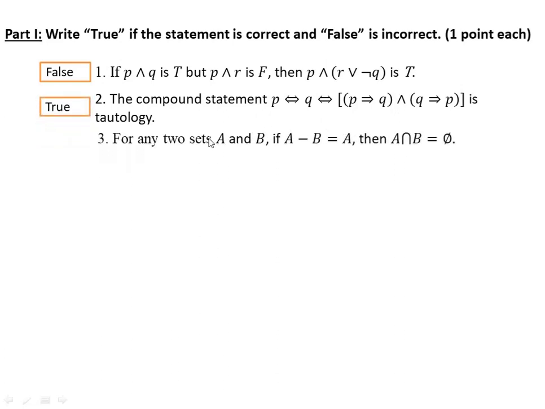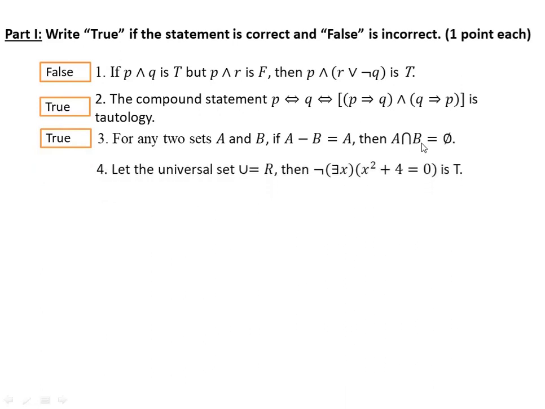Number 3. For any sets A and B, if A without B is A, then A intersection B is empty. Now, A without B is a set which contains elements only in A, not in B, which is A. Therefore, this means A and B do not have any intersection. Therefore, this is true.